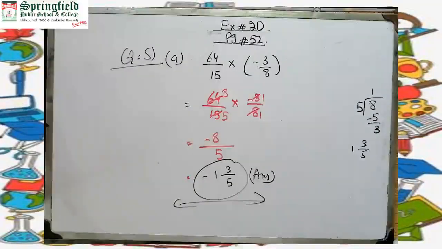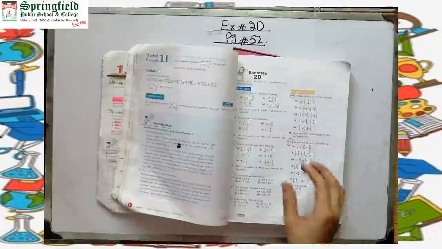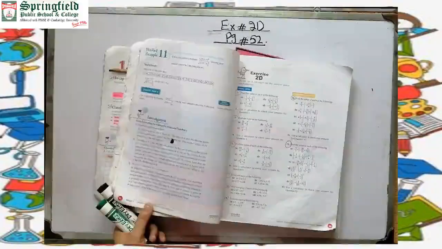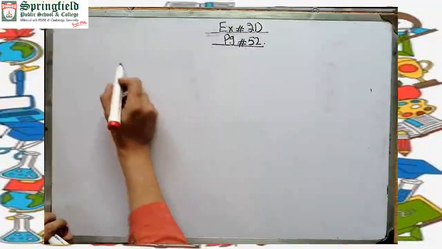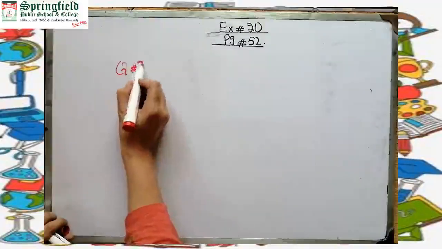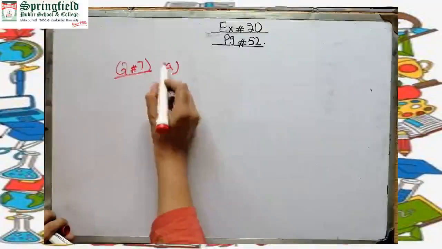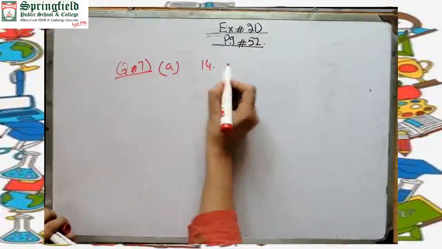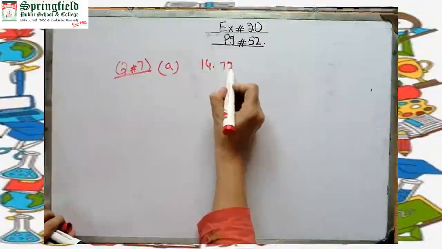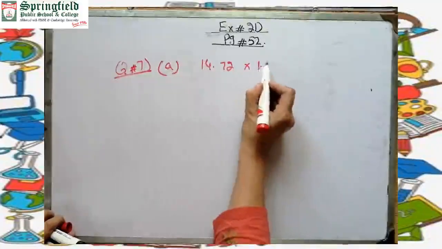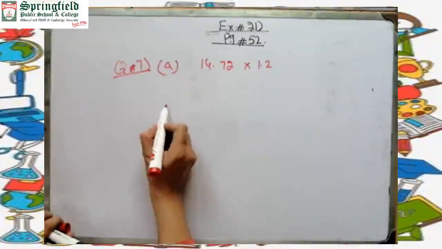Now come to question number 7. Okay, question 7, the multiplication of two decimal numbers. What will be the answer of the multiplication of two decimal numbers? Okay, question 7, A part. 14.72 multiply, the other number is 1.2. So what will be the answer?